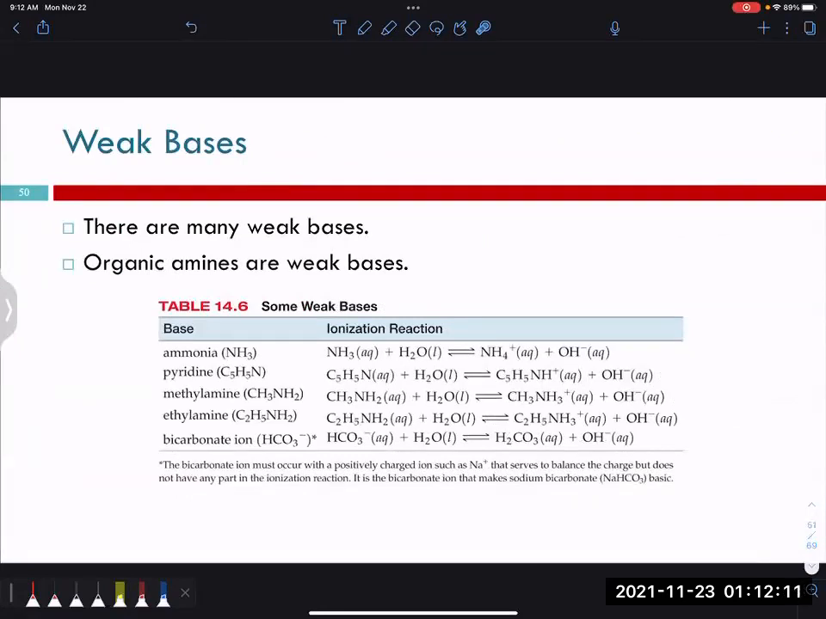So really all of these organic amines are similar in function to ammonia. They're all doing the same thing. Each of these has a nitrogen, which is picking up the hydrogen from the water to give us our hydroxides. The only one that's not in here is bicarbonate, but that's HCO3, and again, it is picking up a hydrogen from water to make that hydroxide.